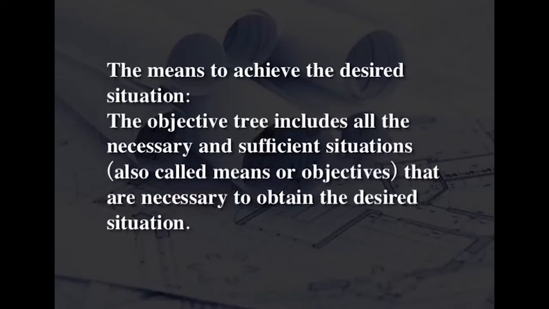Like the problem tree, the objective tree has three main components. Firstly, the desired situation. This corresponds to the core problem on the problem tree transformed into a positive statement. The desired situation represents the real change that the project will achieve. Secondly, the means to achieve the desired situation. The objective tree includes all the necessary and sufficient situations, also called means or objectives, that are necessary to obtain the desired situation. Finally, the desired situation impacts.